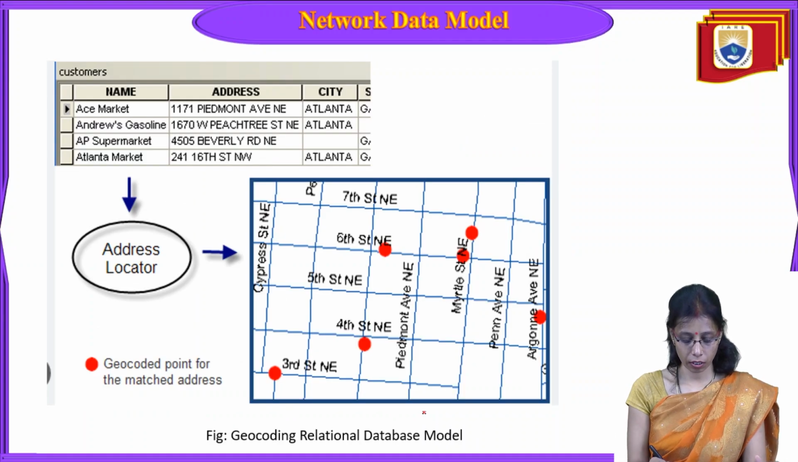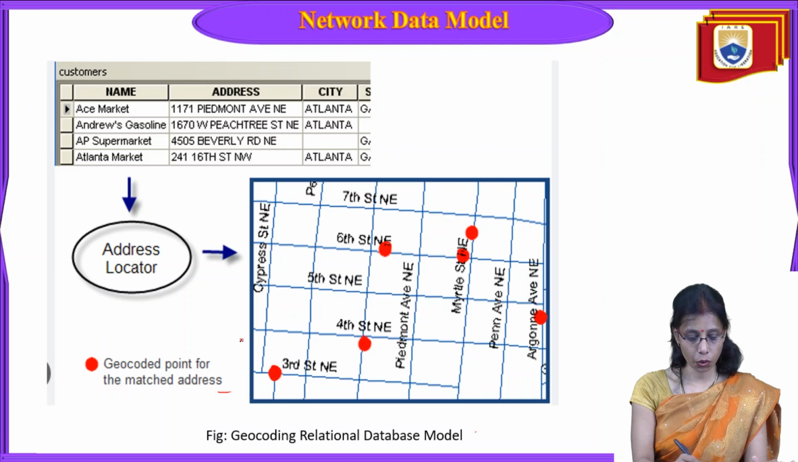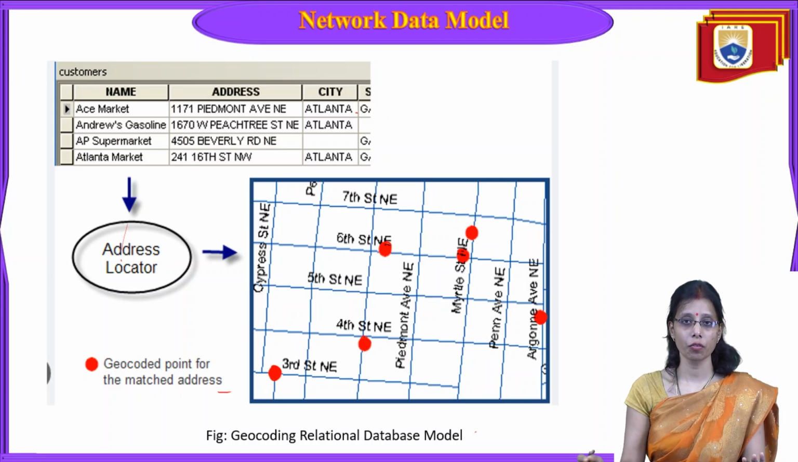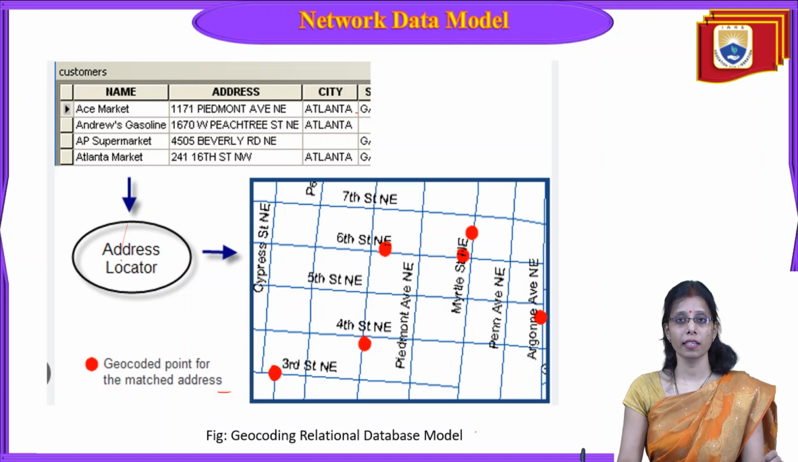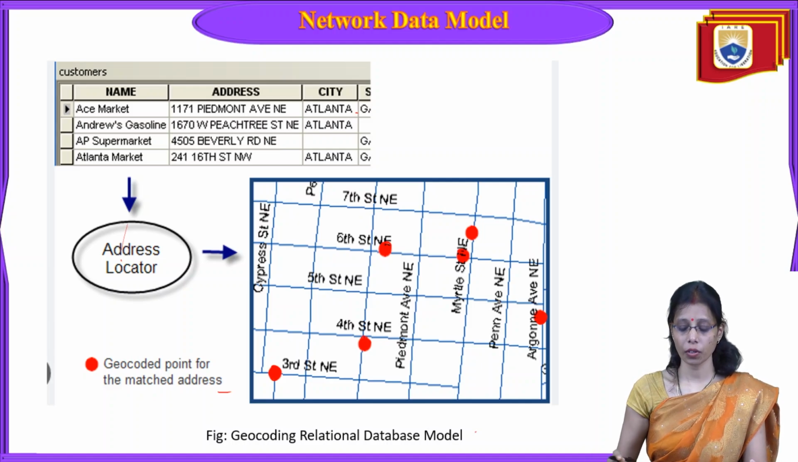Now, if you see this geocoding relational database, these are the points it will show you in the address. So this is the geocoded point for the matched address. You can see here the address locator. The geocoded one will show the name, the address and the city, all the information along with the latitude and the longitude. Once you click on this point, it will show you the entire information about that particular area. So geocoding is about the addresses, about where the locations are situated. This is how it shows in the geocoding process.